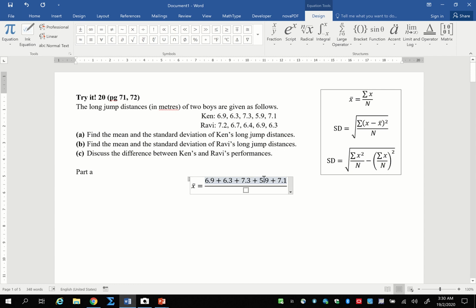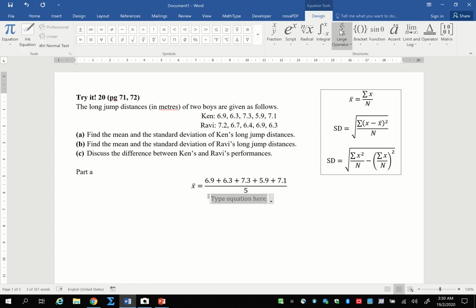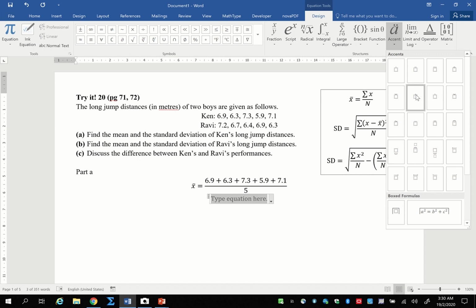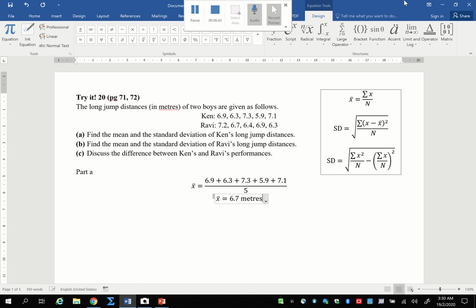So we have 1, 2, 3, 4, 5. We have 5 elements. So x bar will be equal to, if we type this out into the calculator, 6.3 plus 6.9 plus 7.3 plus 5.9 plus 7.1 divided by 5. We should get 6.7 meters. Alright, so this is the mean of Ken's long jump distance.